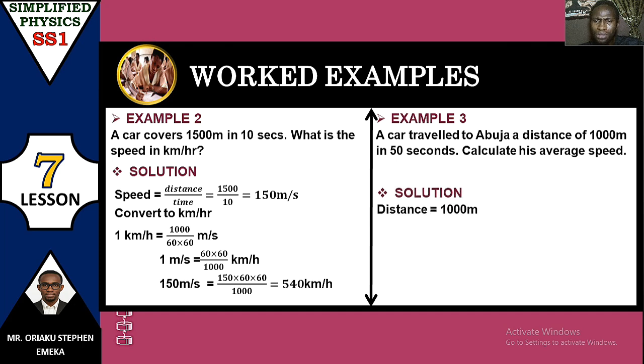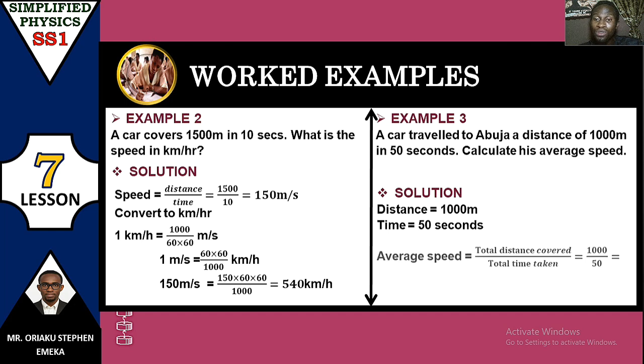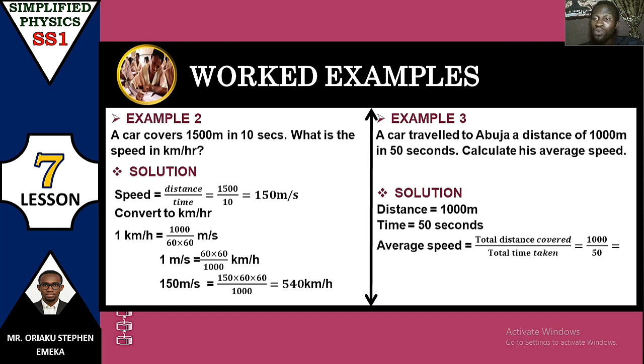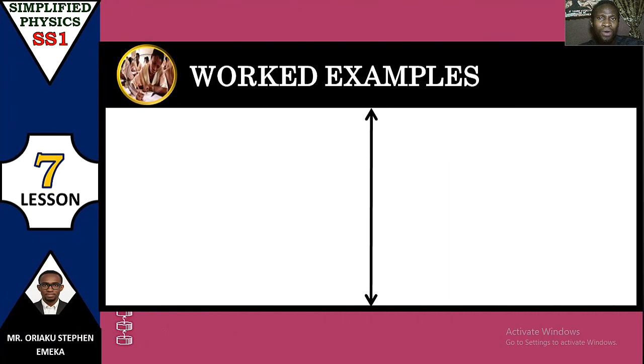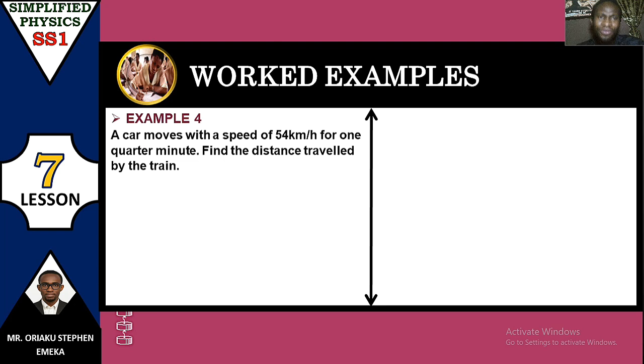So 1000 is the distance and the time is 50 seconds. So what is our average speed? Average speed is total distance covered over total time taken, and that is going to give us 1000 divided by 50. So our answer is going to be 20 meter per second. No need to convert since we were not asked to convert it to any other unit, so we leave it on the SI unit.